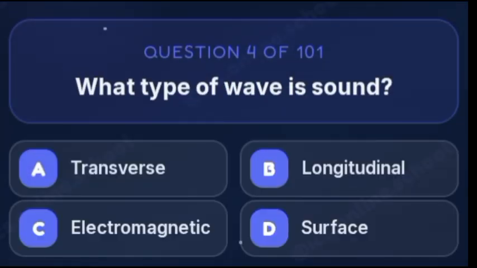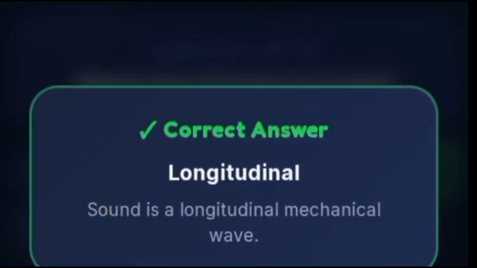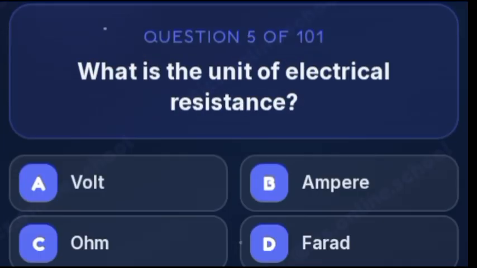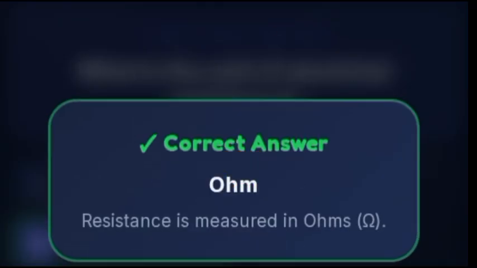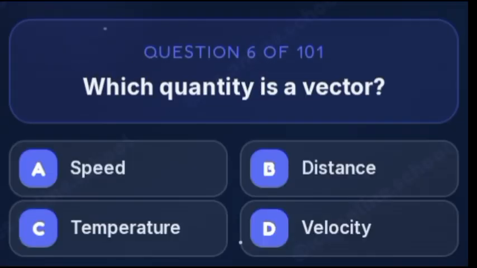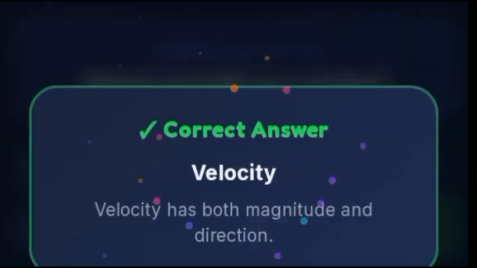What type of wave is sound? Longitudinal. What is the unit of electrical resistance? Ohm. Which of the following quantities is a vector? Velocity.